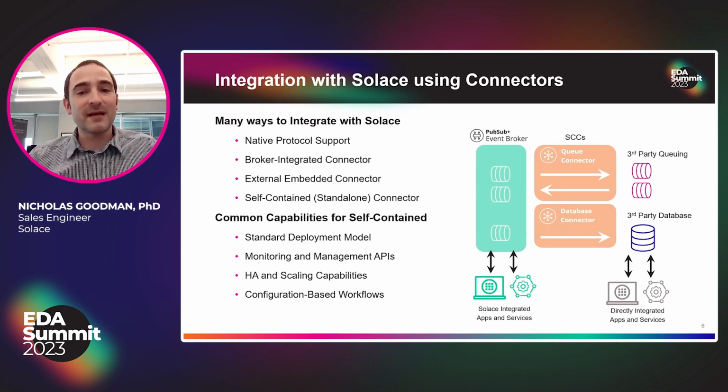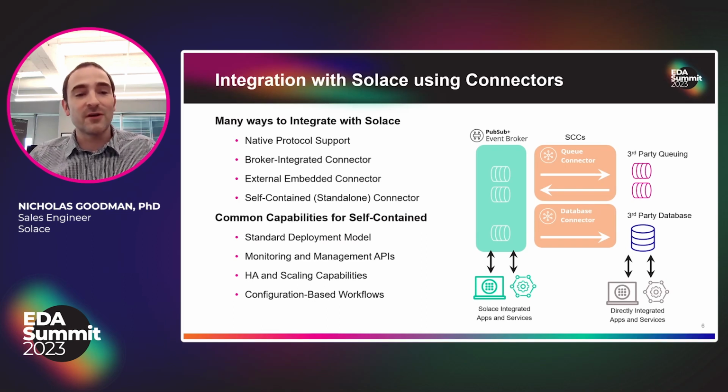Now, in the past few months, Solace has also come up with a new connector strategy. We have for years had what are known as native protocol support, the ability for applications and services to talk to an event broker with many of our implemented protocols. We also have certain what are known as broker integrated connectors. The broker itself knows how to integrate to apps and services to the outside world, as well as what are known as external embedded connectors, something like the Kafka Connect, where an external party can connect into our pub/sub broker.